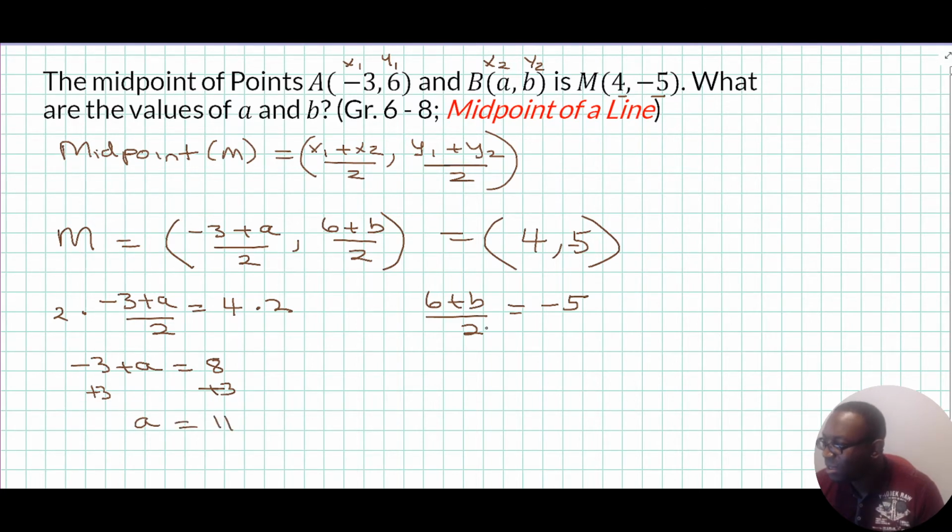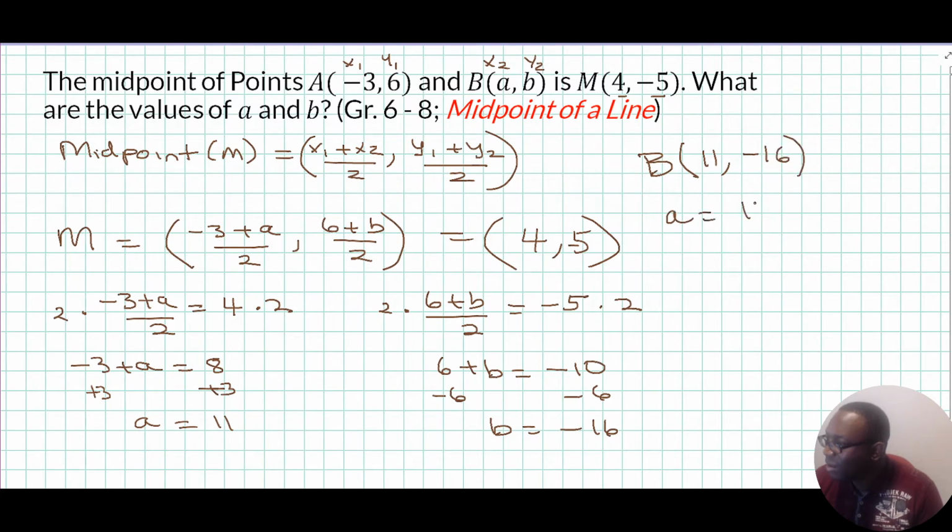Now we're going to do a similar thing here. We're going to multiply this by 2 and then multiply this by 2. So 6 plus b is equal to -5 multiplied by 2, which gives you -10. So we're going to subtract 6 from both sides. So b is equal to -10 minus 6, which is -16. So therefore, a is 11, b is -16.